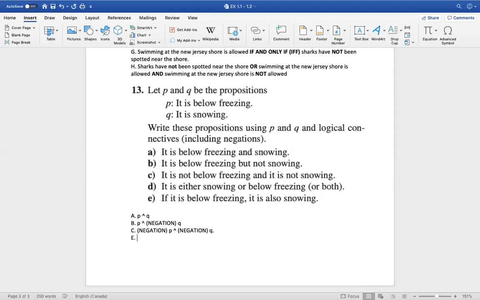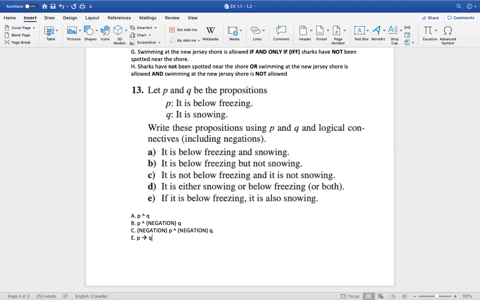Okay, let's do part E. If it is below freezing, it is also snowing. When we say an if-then statement, whenever we have if and then or something similar, we know that this is implication. So if it is below freezing, P, then it is also snowing. We are implying that when it's freezing, then it is also snowing. So this is implication clearly: P implies Q. Okay. Does anyone have any questions?